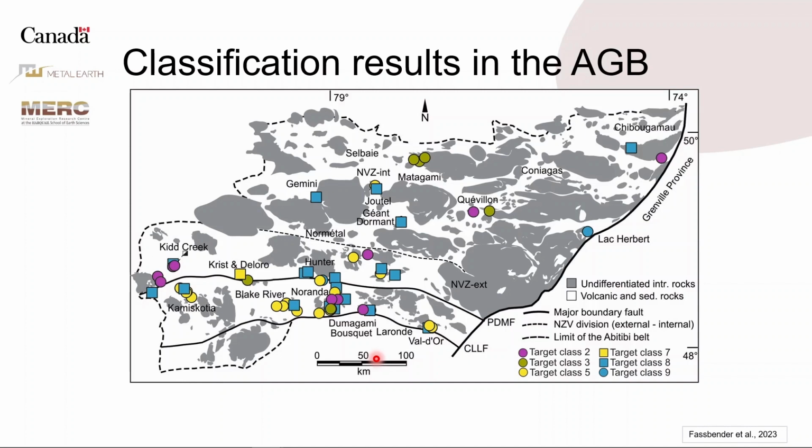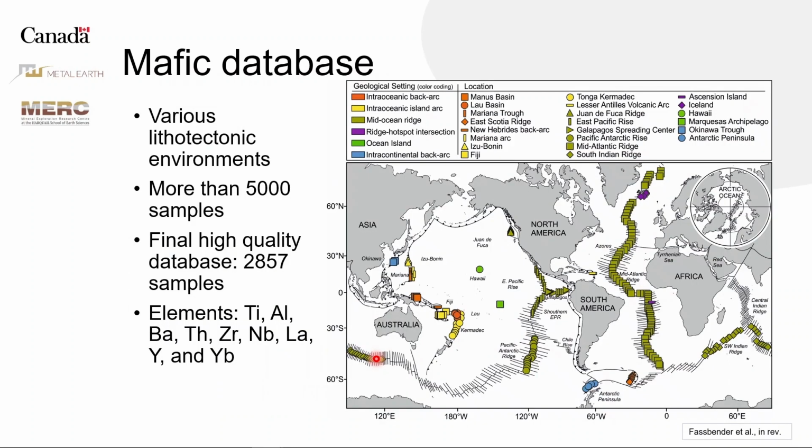But the obvious question remains, we have only a few felsic volcanic rocks that we actually used in that database here, so what about the mafic volcanic rocks where we have much more data? And that's exactly what we did. So we once again compiled data from ocean settings. We're covering the same lithotectonic environments, but now we do have more than 5,000 samples.